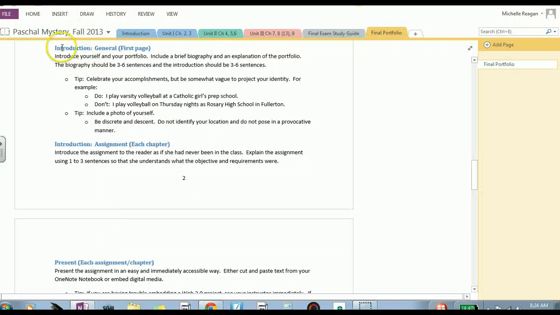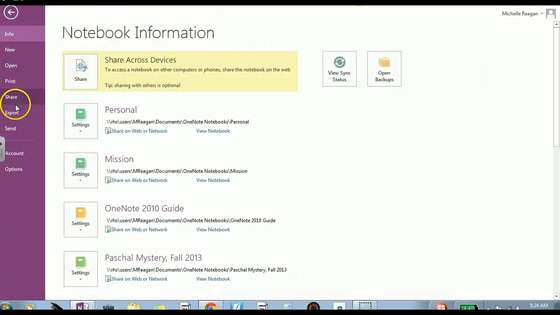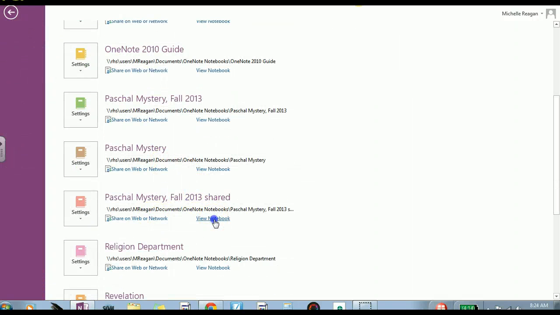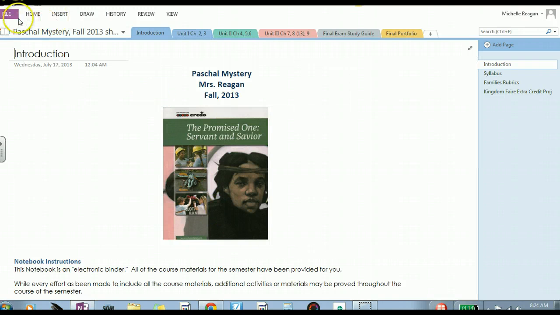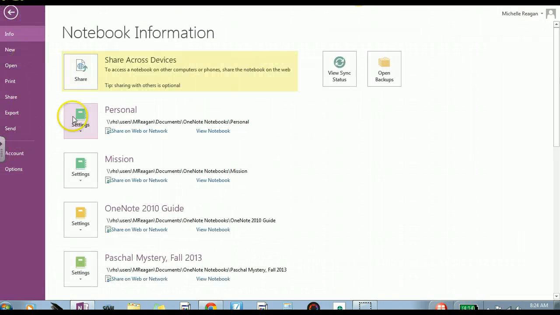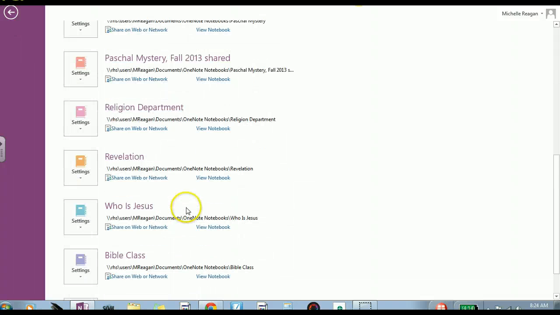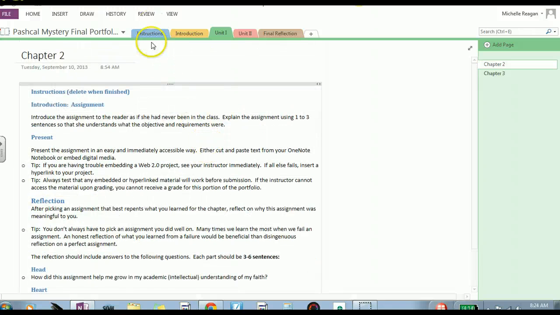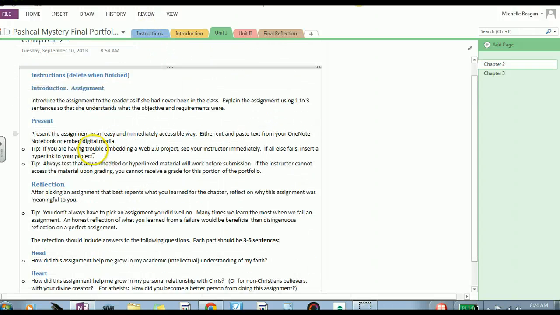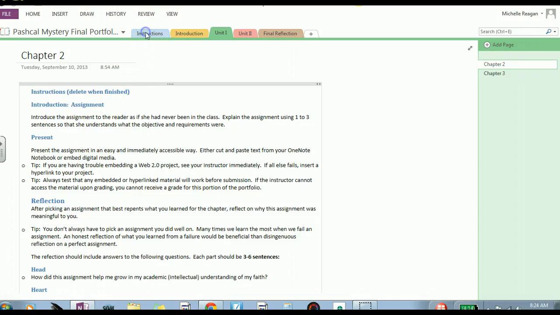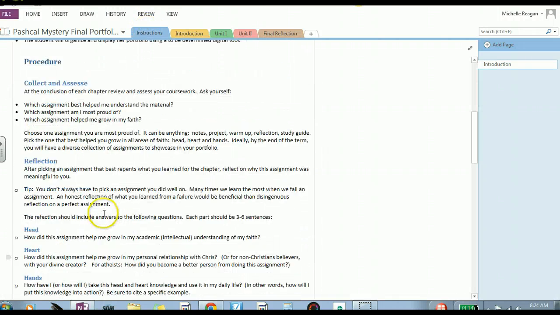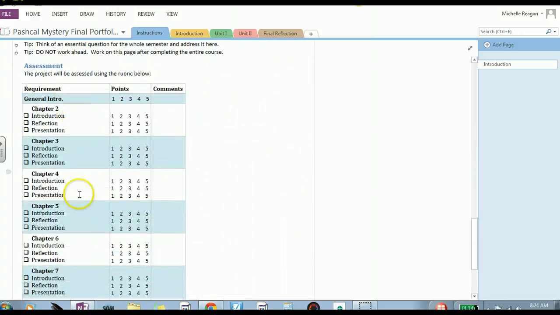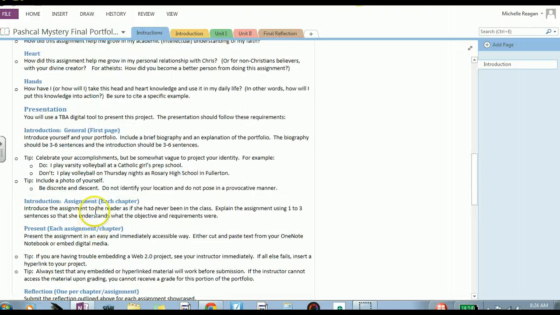Once you download it, go to your OneNote and take a look at it, view notebook, whoops, that's not what we want. We want the final portfolio. So here it is. The instructions are on the first page. Sorry, let me click on the right tab. Instructions are on the first page. These instructions are also in your notebook that you already have, but it explains to you what you're going to do and it gives you the rubric.